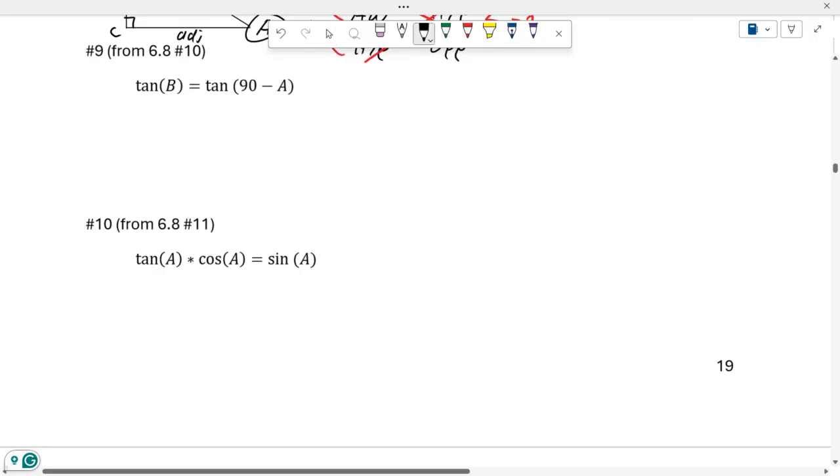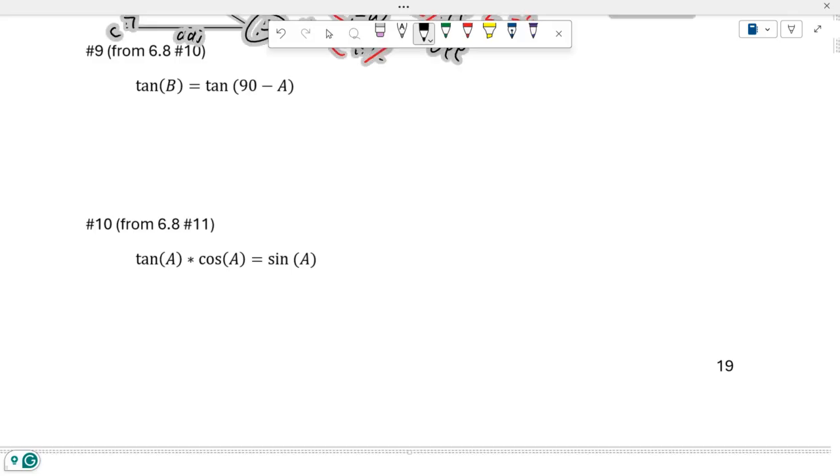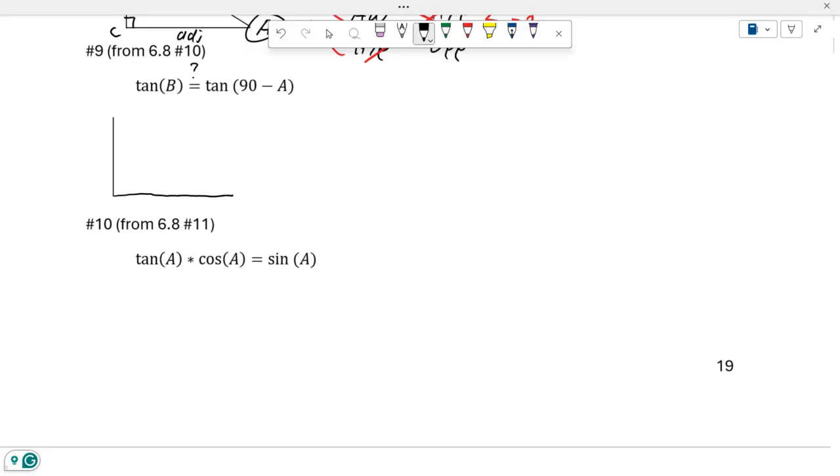Number 9 is asking, all right, well, tangent of B, is that the same thing as the tangent of 90 minus A? Maybe sketching a picture helps. I don't know. Couldn't hurt. It's like if you don't know what to do, you could try sketching. Call this A, call this B.